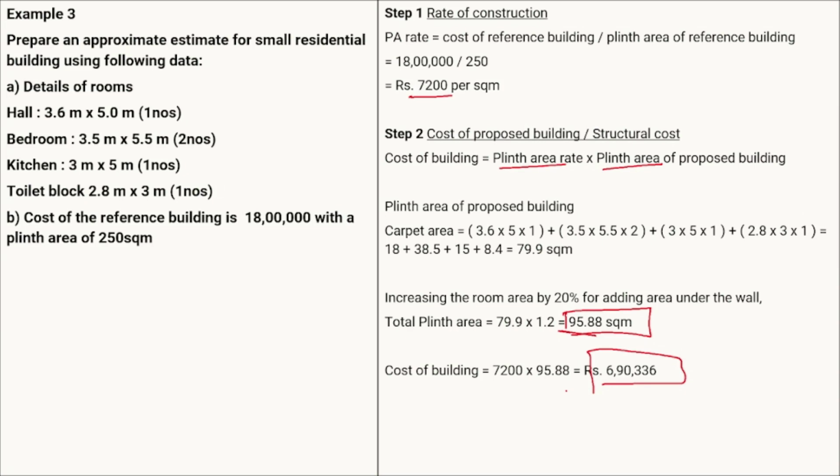Now again, here there is no mention of the services, nor of the contingency, nor of the supervision, nor is there any mention in the numerical that we have to add certain utilities or assume appropriate data. Therefore we can carry forward by saying that this cost of the building will be your final cost. So the approximate cost of the proposed building will be 6,90,336. We are not adding anything in this particular numerical, as there is no mention of any kind of appropriate assumption.